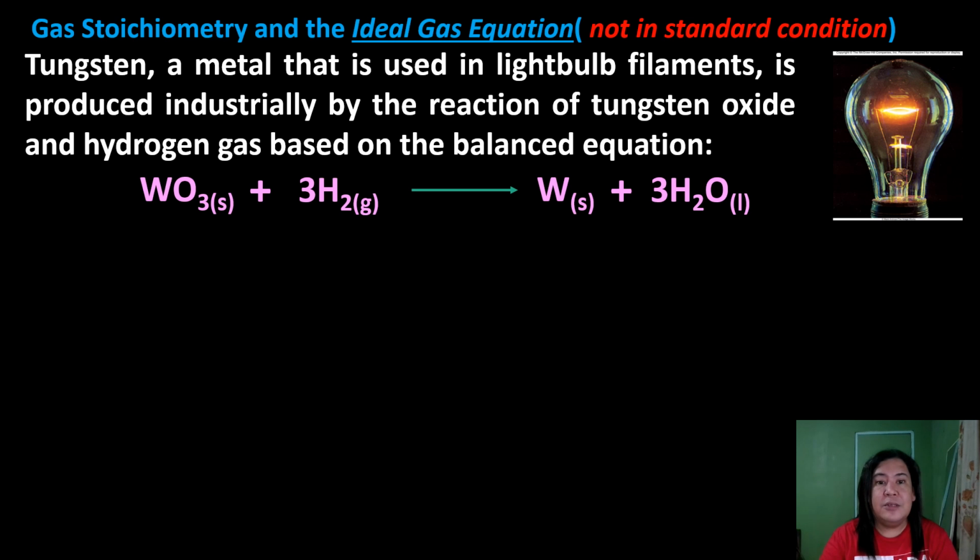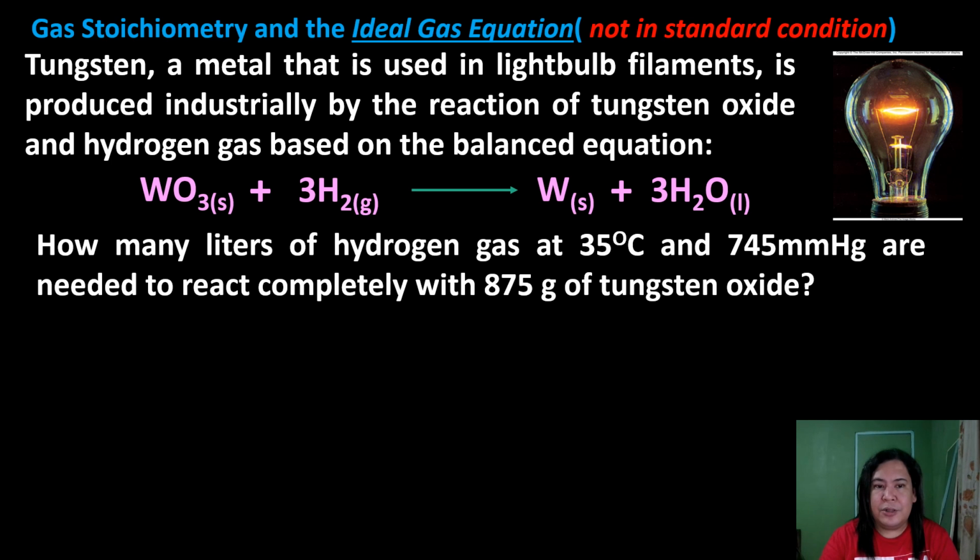So this is the balanced equation for the production of tungsten, in which tungsten oxide reacts with hydrogen. If you're going to interpret this chemical equation, for every 1 mole of tungsten oxide that reacts with 3 moles of hydrogen gas, it will produce solid tungsten and 3 moles of liquid water. So how many liters of hydrogen gas at 35 degrees Celsius and 745 millimeters of mercury are needed to react completely with 875 grams of tungsten oxide?